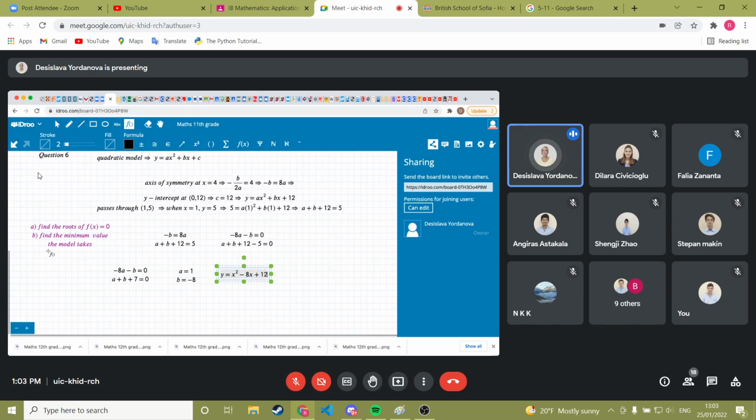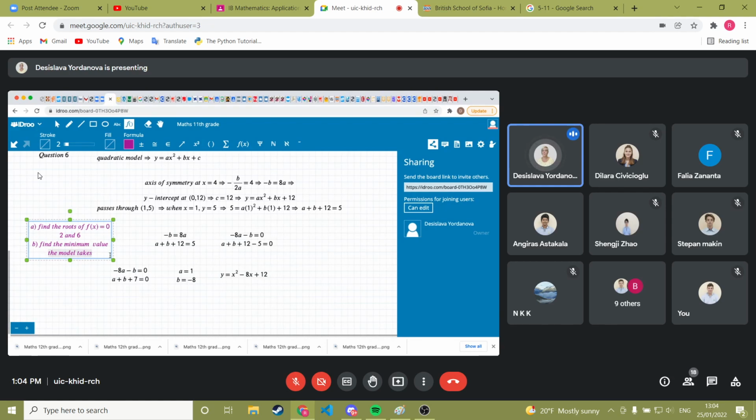This is what we did yesterday. We found roots of polynomial. Polynomial roots, yeah, using the calculator. Yeah, so it is again polynomial, even when it's quadratic, it's polynomial. So you use your calculator to find the roots. What are the roots? The roots are 2 and 6. And again, find the minimum value the model takes.